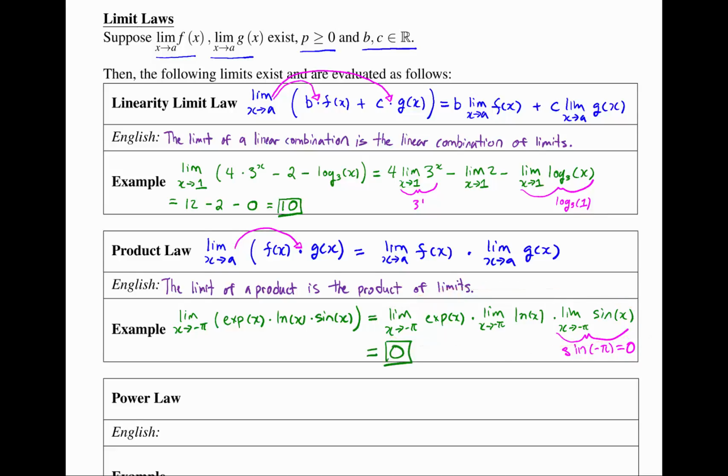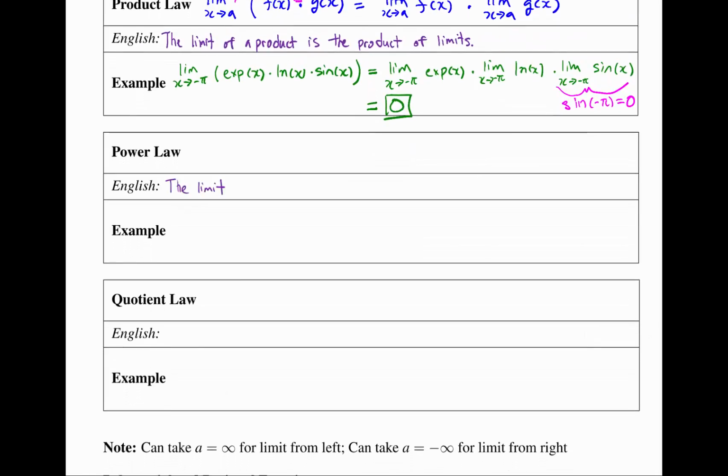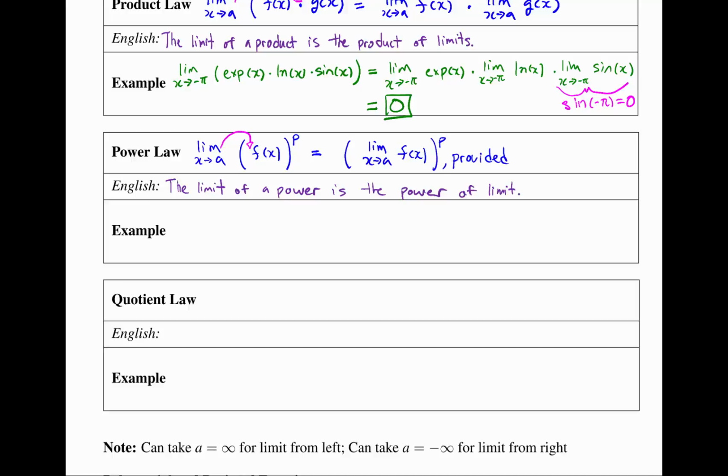Next we move to the power law, which is also similar. It says the limit of a power is the power of a limit. Reducing this to mathematics, it says that the limit of f of x to the p is equal to the limit of f of x, all to the p, provided that f of x is greater than or equal to 0 for all x near a.